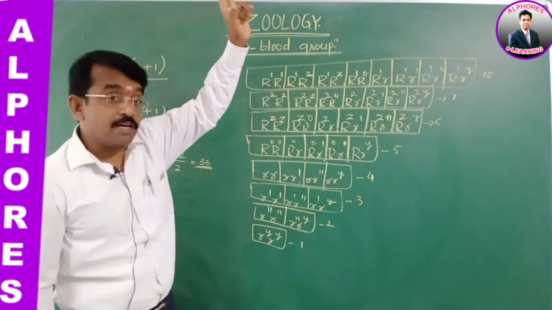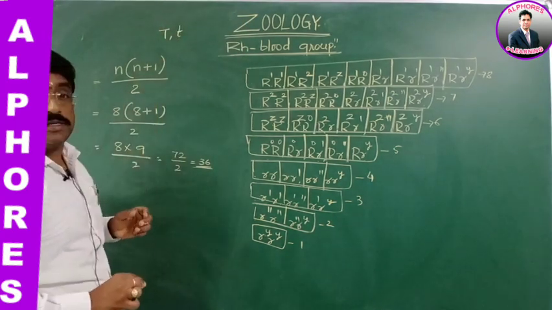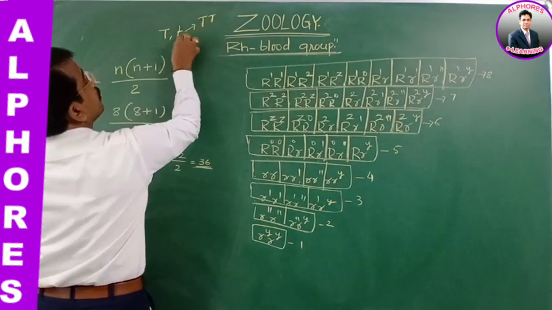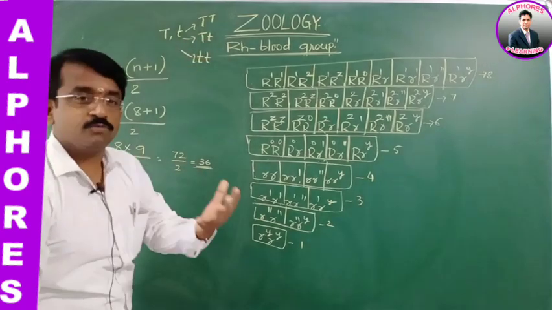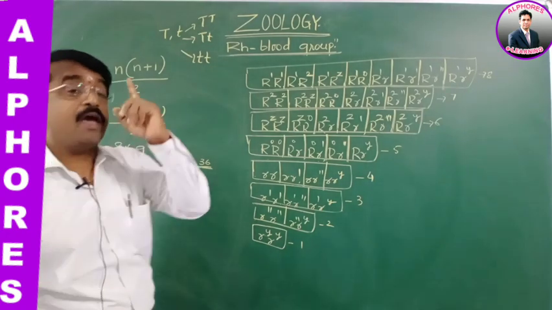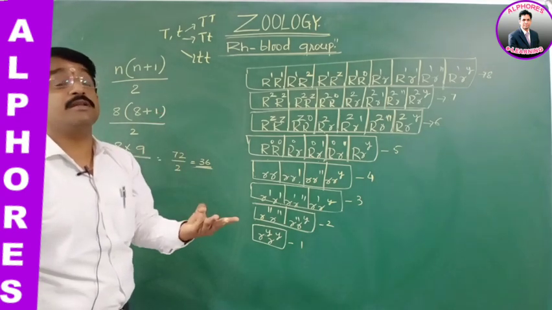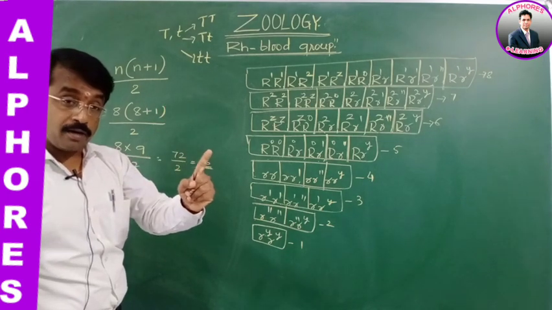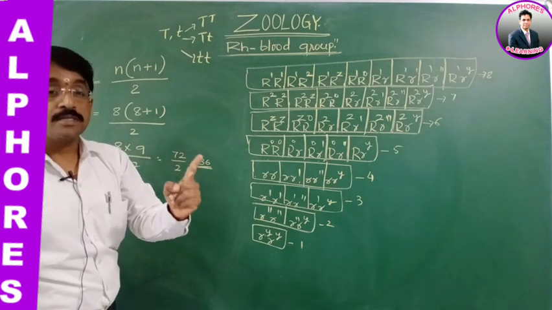We have calculated if the number of alleles are 2, capital T and small t, 2 alleles, the number of genotypes will be capital T capital T, capital T small t and small t small t. Is it clear? Right? Number of alleles are 3, we have seen IA, IB, IO, 3 alleles. Then what will be the number of genotypes? 3 into 3 plus 1. 3 plus 1 is 4 into 3, 12 by 2, 6.